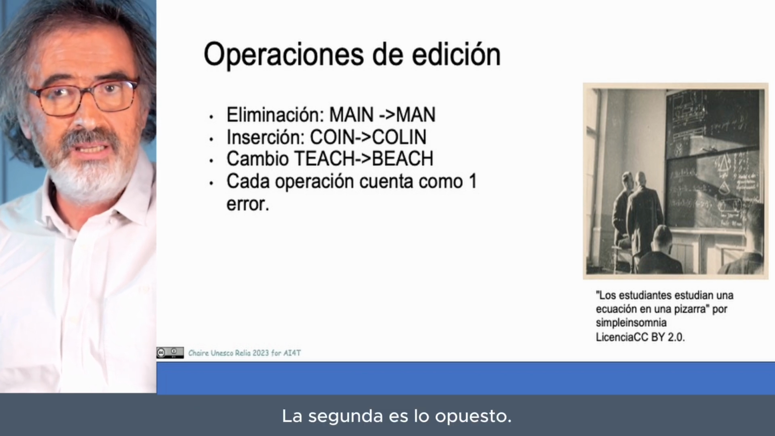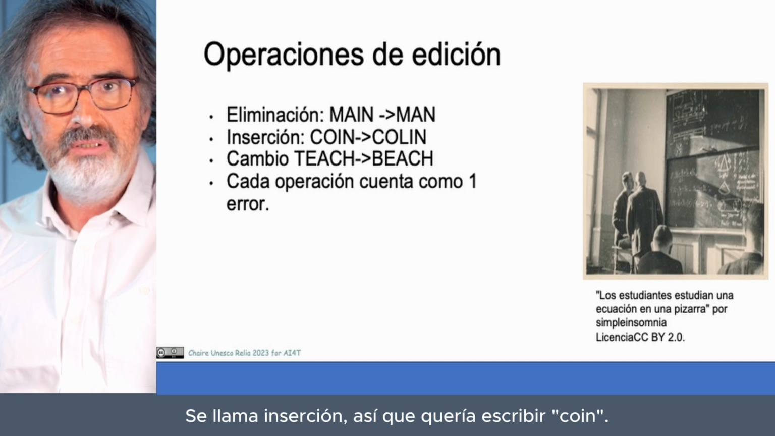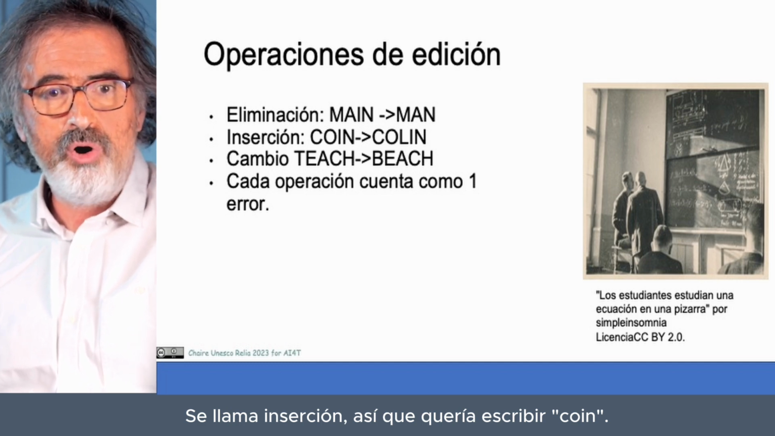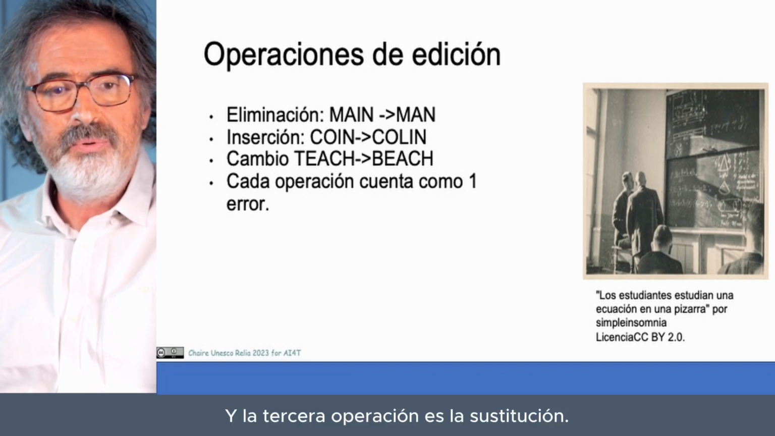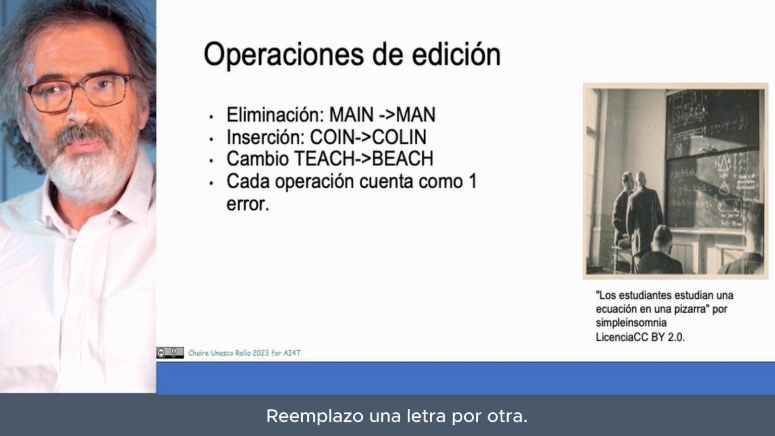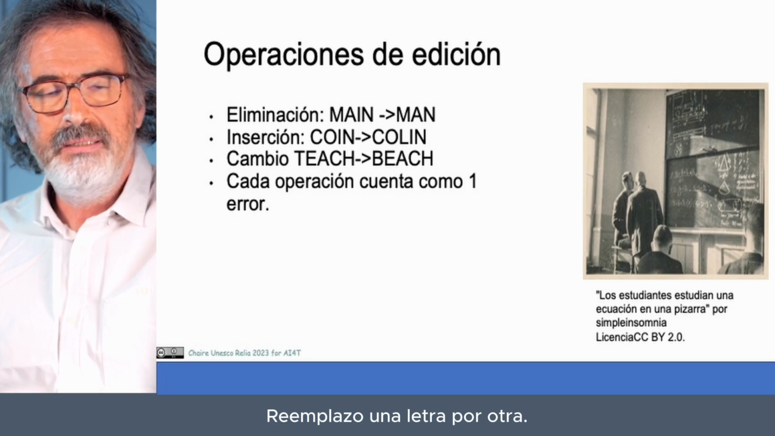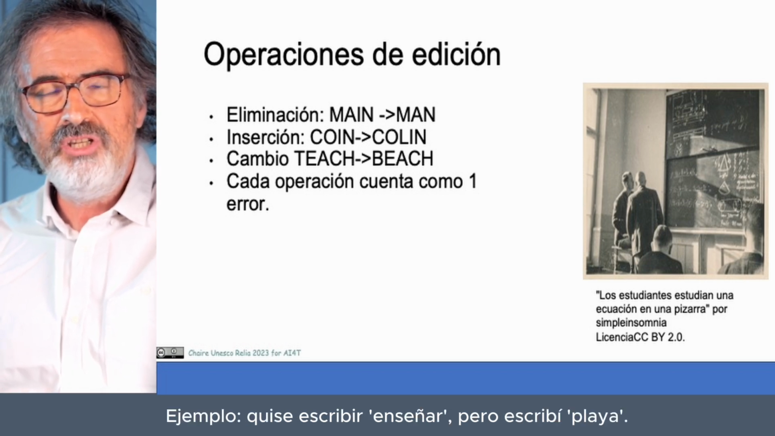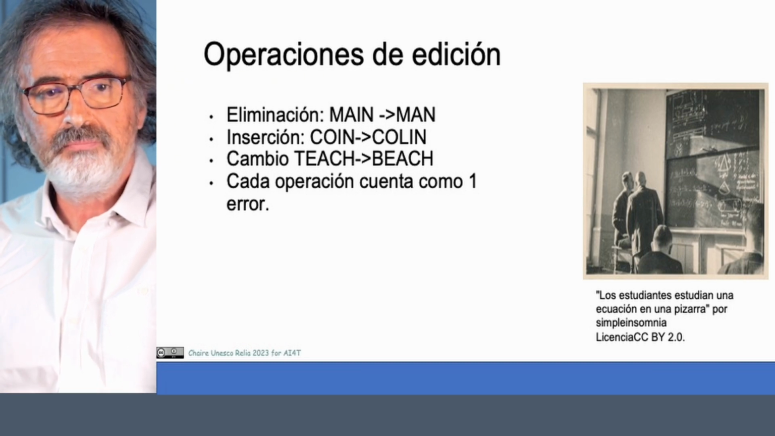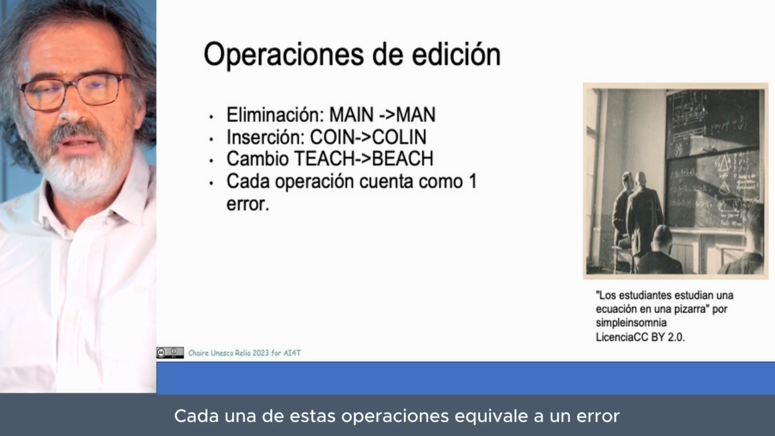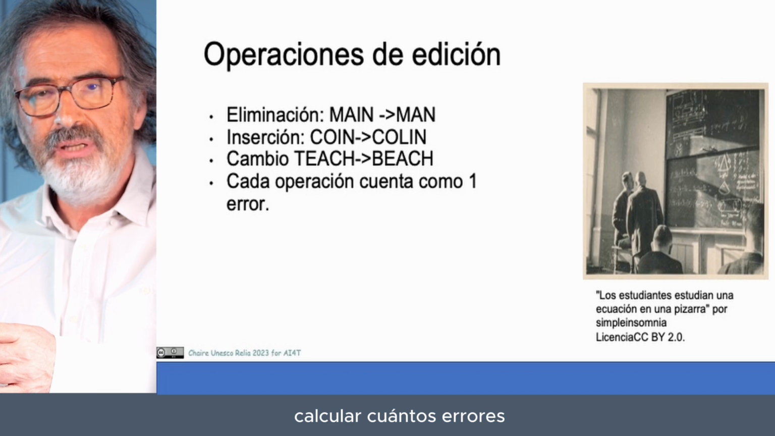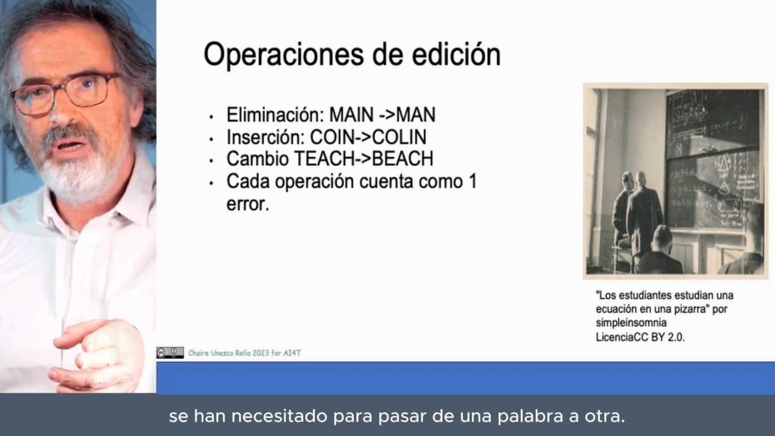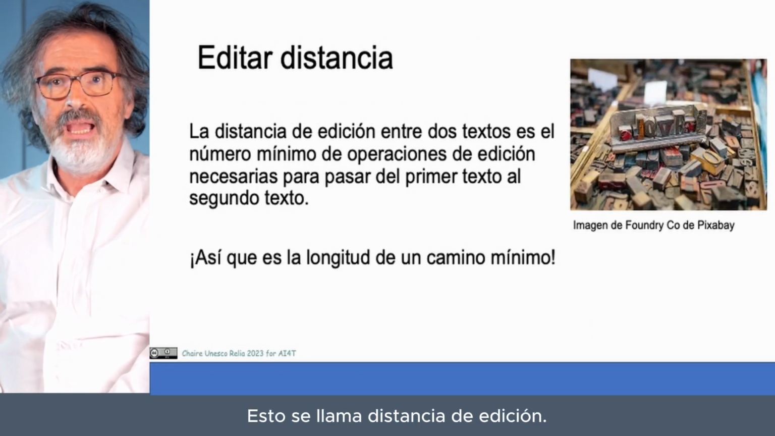The second one is the opposite. It's called insertion. So I wanted to write coin, but I wrote Colin, so I inserted an N. And the third operation is substitution. I replace one letter by another letter. For example, I wanted to write teach, but I wrote beach. Each one of these operations counts as one error. And what I'm interested in is calculating how many errors have been needed to go from one word to another. This is called the edit distance.